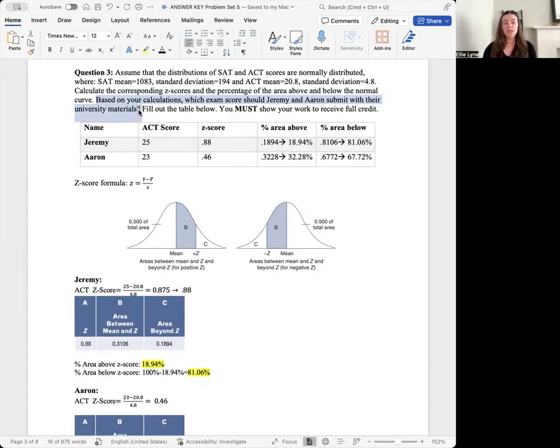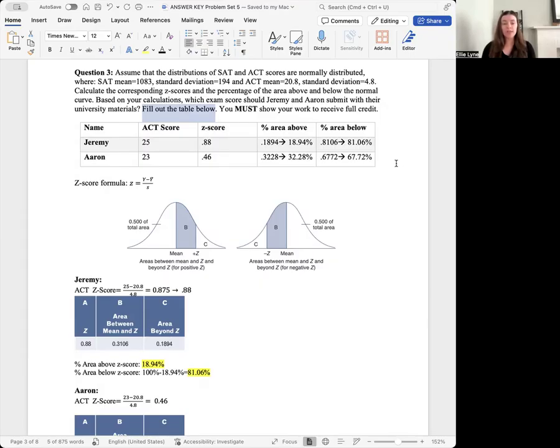Based on your calculations, which exam score should Jeremy and Aaron submit with their university materials? There were many of you who filled out the table and followed this direction, but didn't actually use what you found out in the table to answer the question right before it. I want to make sure that's clear moving forward. So make sure to read these types of questions carefully so that you're not leaving any points on the table.